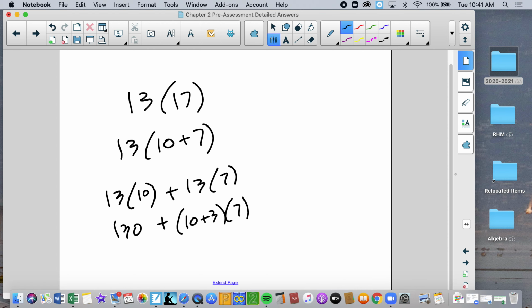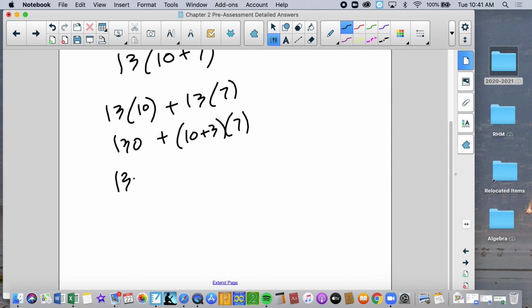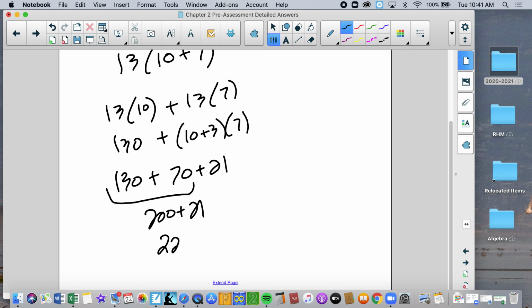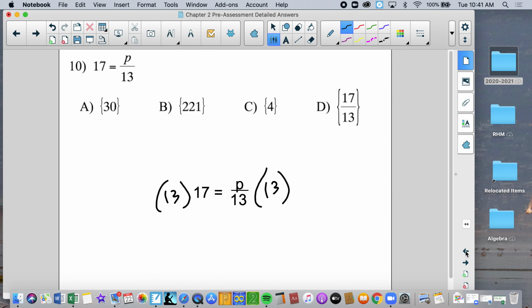Come on, move your page up. 130, that's going to be 70. That's going to be 21. That's going to be 200. Plus 21 is 221. Is that right? 221 and positive. So that's 221 equals P.